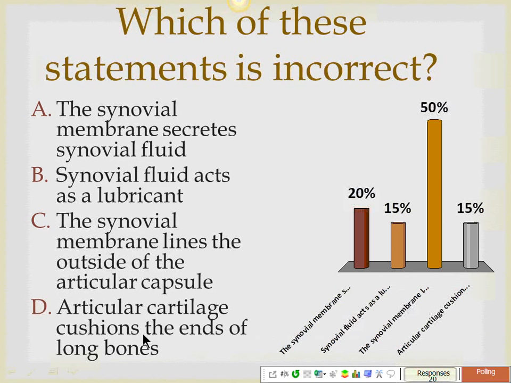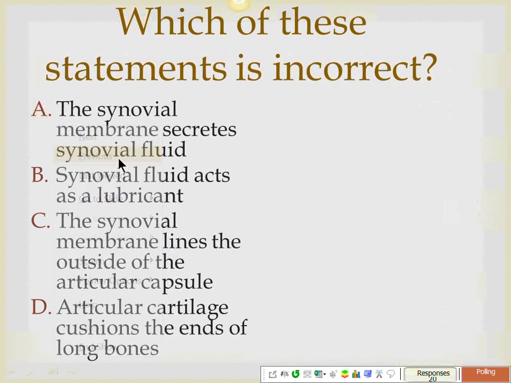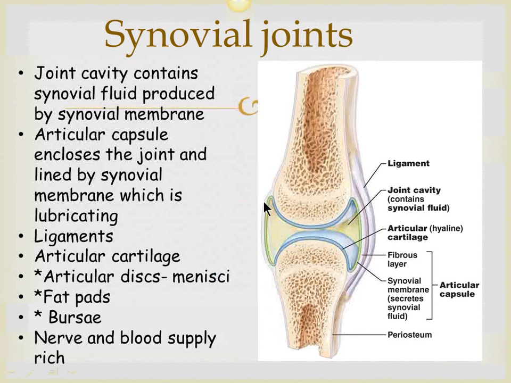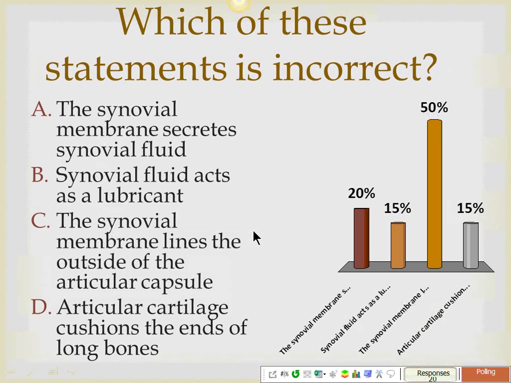Articular cartilage does cushion the ends of long bones, right? We saw that. The synovial membrane lines the inside of the articular capsule, not the outside. So this is where it was wrong. Looking at the picture, can you see the articular capsule is the outermost structure? It would make no sense for the synovial membrane to lie outside, because then it would pour its secretions outside the joint, not inside the joint cavity. Okay? So this is why you must look at these questions carefully.